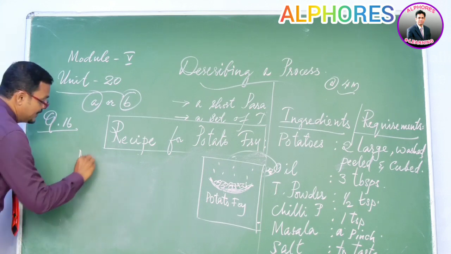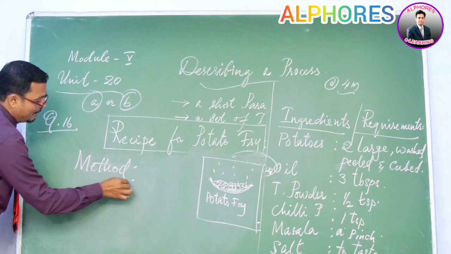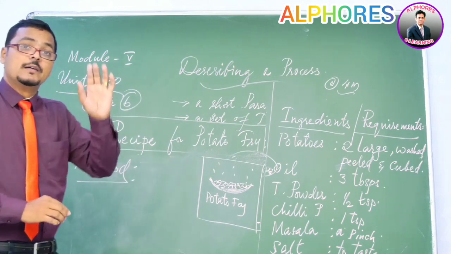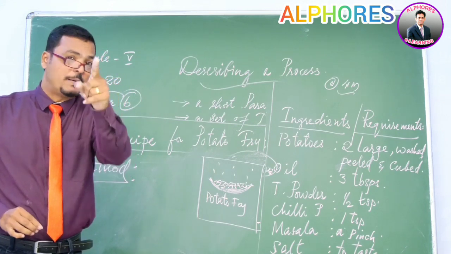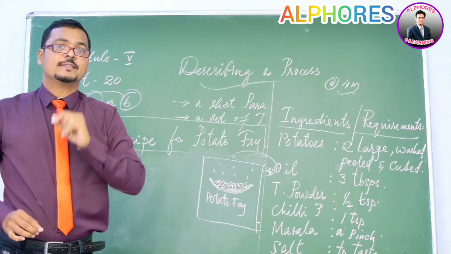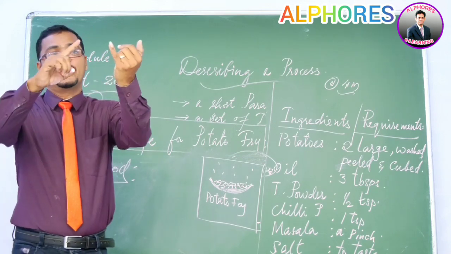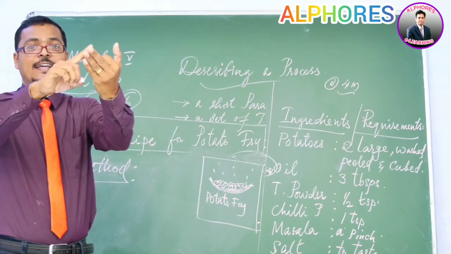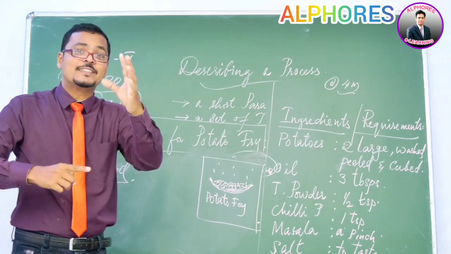I erased it. Yes, method of preparation. See, when you write the method, you write it in a paragraph. Do not forget to use linkers. Please note down, children. Linkers, link, connect, linkers have to be used. I gave you already examples. First of all, or firstly, secondly, thirdly, next, after that, finally. These kind of words can be used.